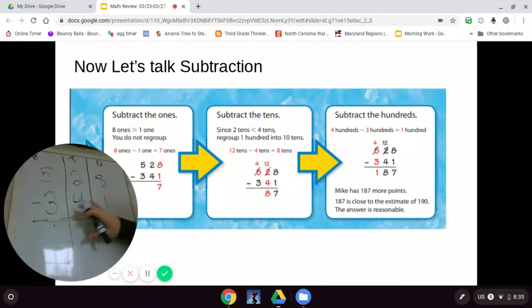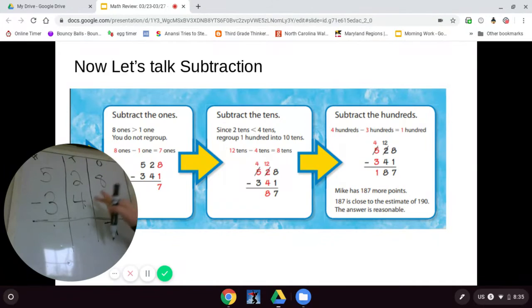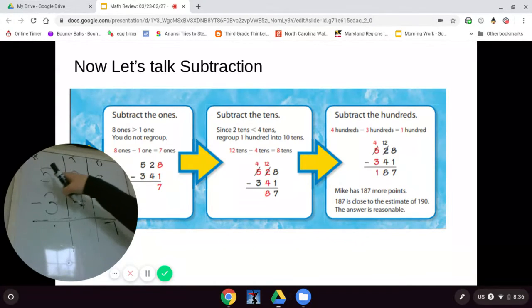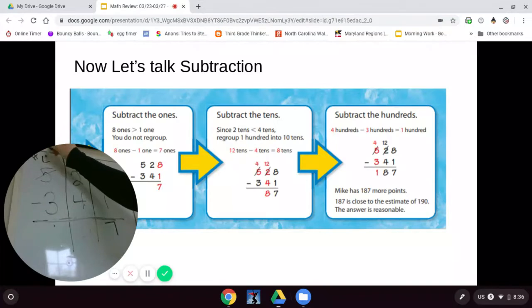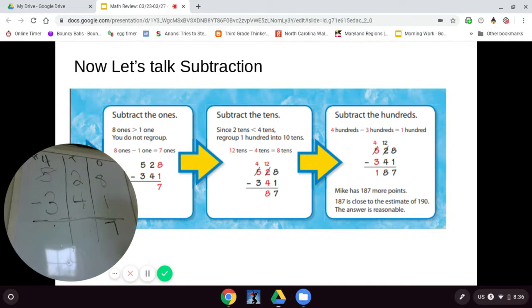Now, the tricky thing about the tens, as is mentioned in the step here, is 2 tens is actually less than 4 tens. So I'm not going to be able to do 2 tens minus 4 tens as I see it here. I'm actually going to have to go to the hundreds and regroup 100 into 10 tens. It would be like going to the bank, handing them a $100 bill, and asking for 10 $10 bills back. So I take away my 1, I regroup my 100. I know that 500 will become 400.